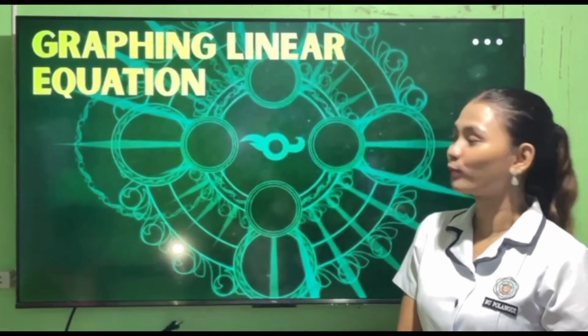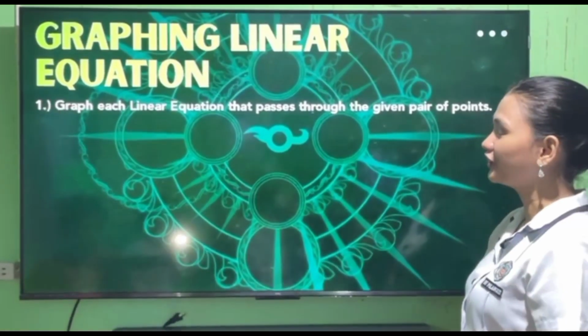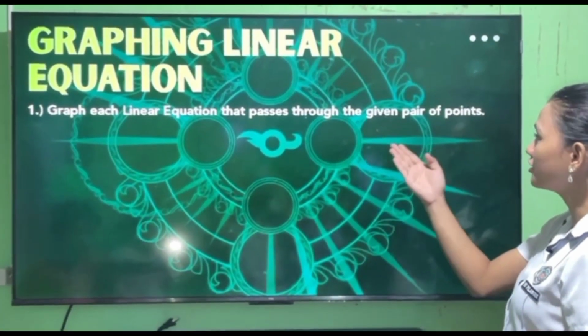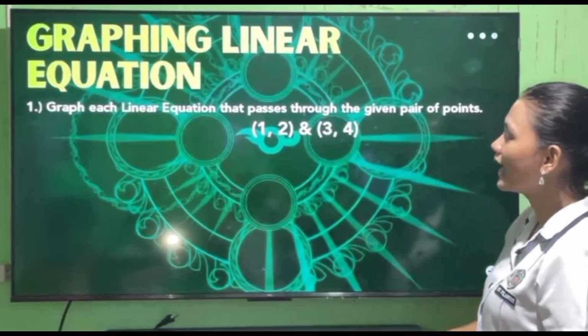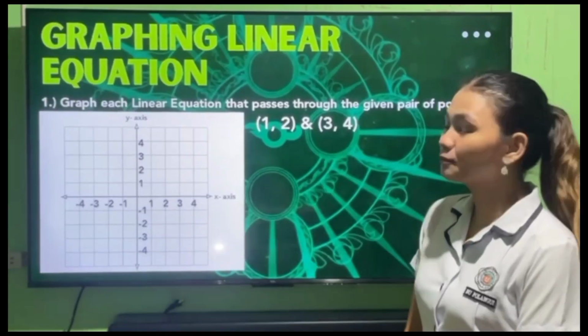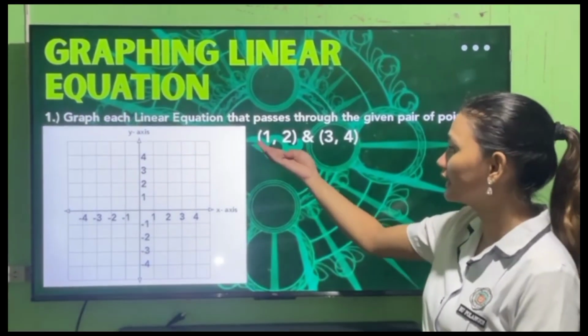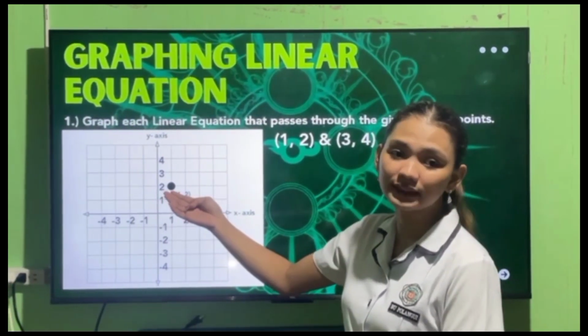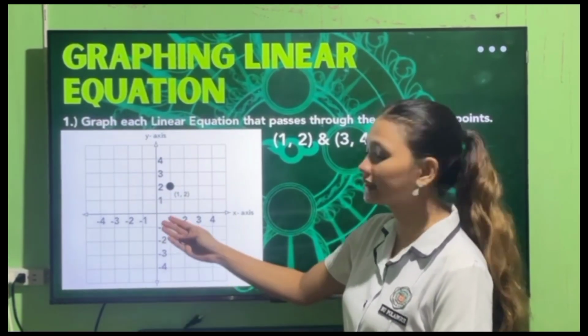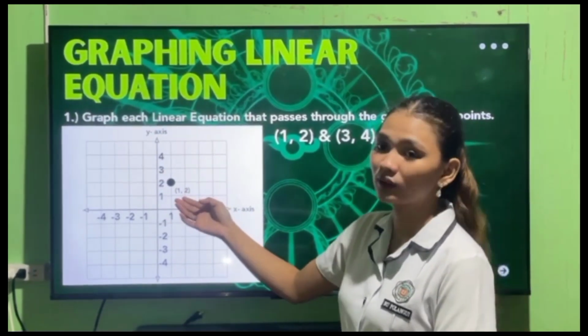Here's our example. Graph each linear equation that passes through the given pair of points (1, 2) and (3, 4). Let's plot the first coordinate, (1, 2). As you move 1 step right, we have x equals 1. As you move 2 steps up, you have y equals 2.